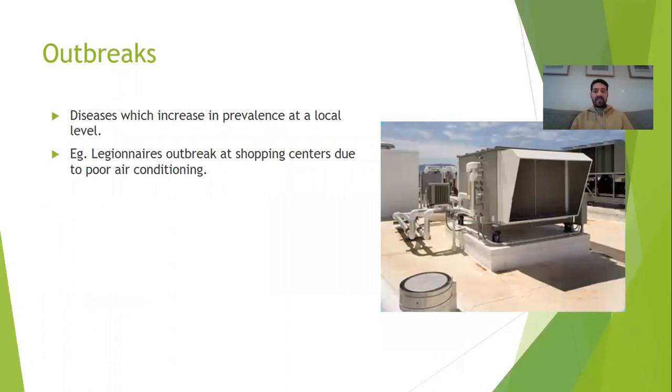So outbreaks are diseases which occur in prevalence at a local level. So for example, a Legionnaire's outbreak at a shopping centre often occurs because of poor air conditioning. So it's at a very local level. It's an outbreak that occurs within that small geographical region.